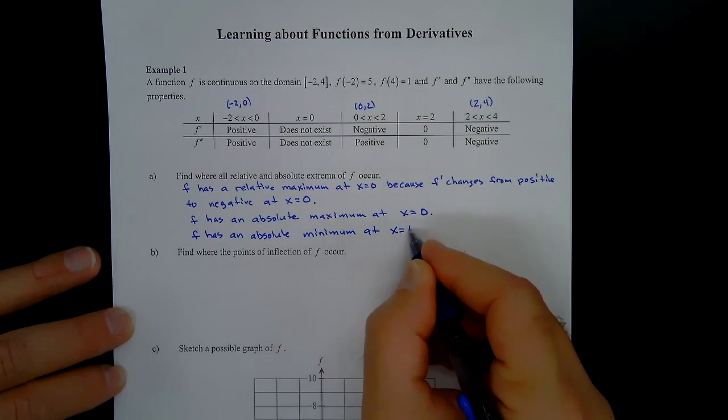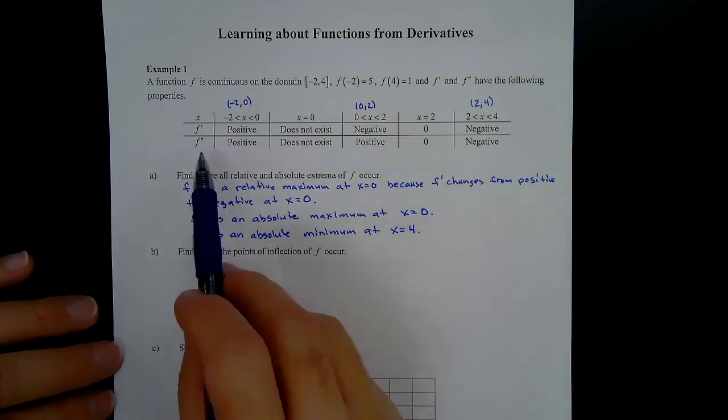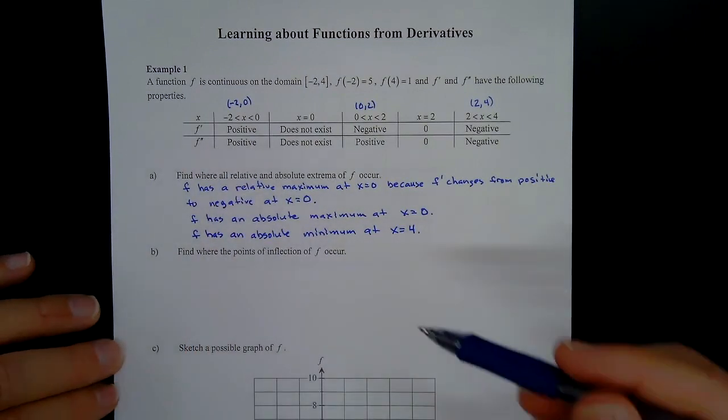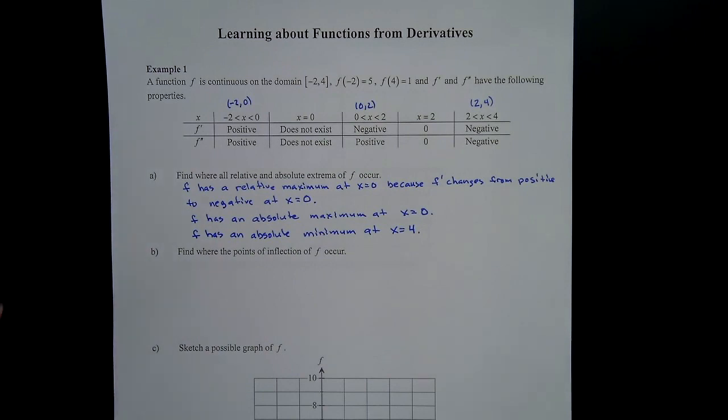So we had to use a little bit of reasoning and understanding of what the first derivative is telling us in order to determine these two, okay? If we were given the function, then we could just plug in f of -2, f of 0, f of 2, and f of 4, and then see which one's the biggest and which one's the smallest, but we weren't able to do that, okay?